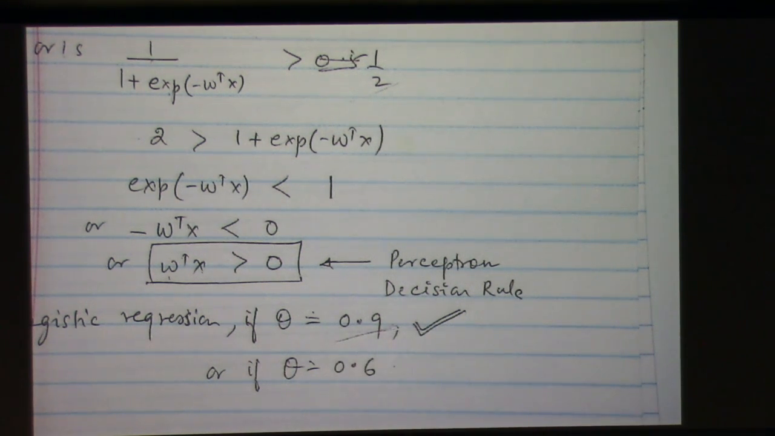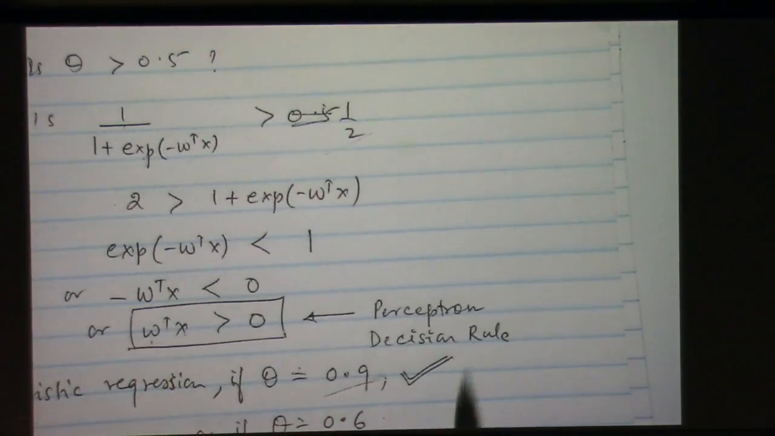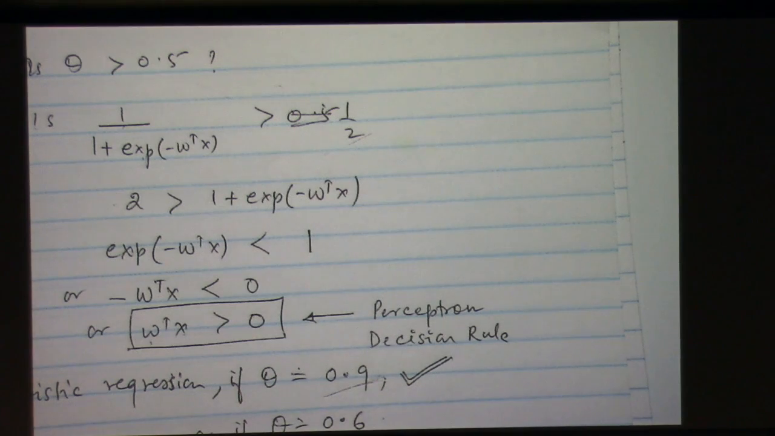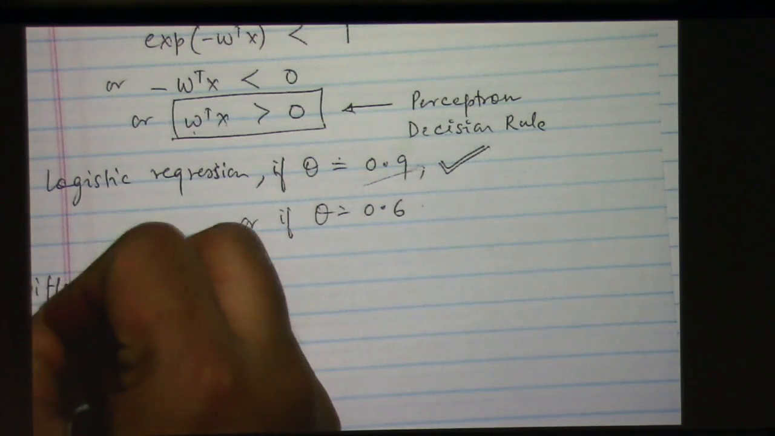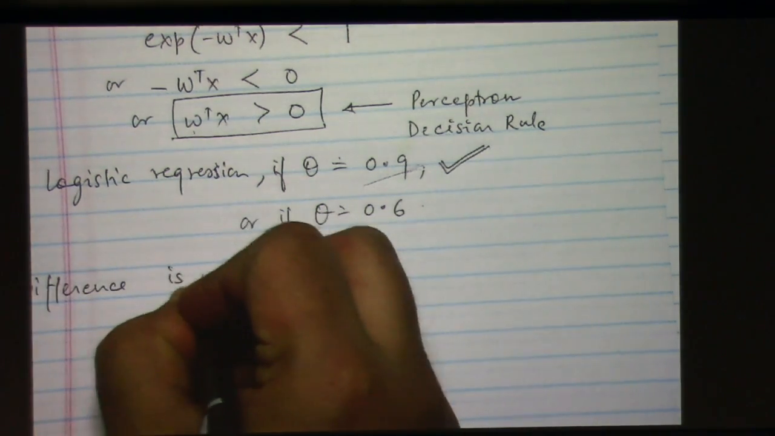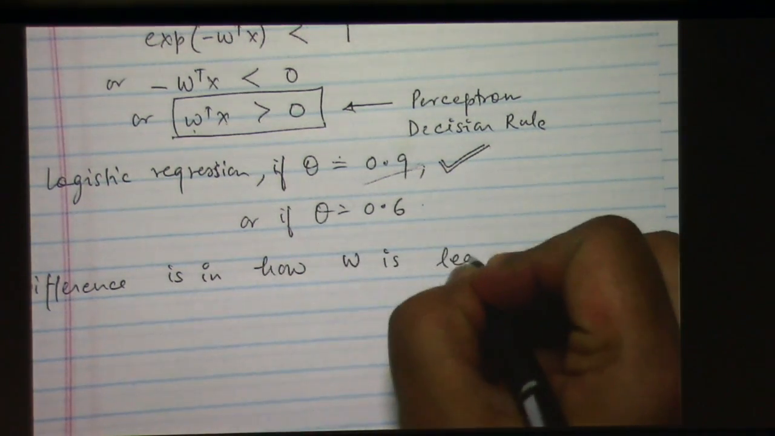So that's one benefit of logistic regression, is that it gives you something more than just a prediction, just a classification. Okay? So that is one. But the second and the most important difference between logistic regression and perceptron is not how they do the decision, but how they learn the W, right? So the difference, the magic difference is in how W is learned from training data, right?